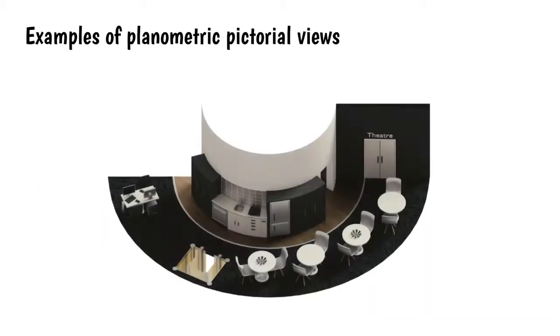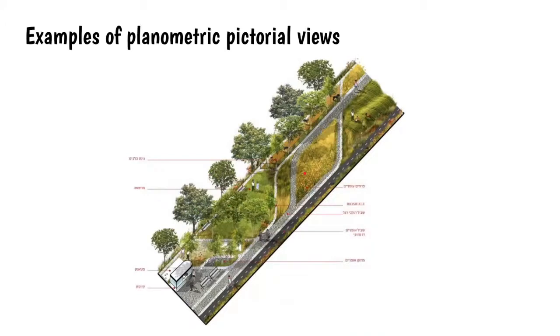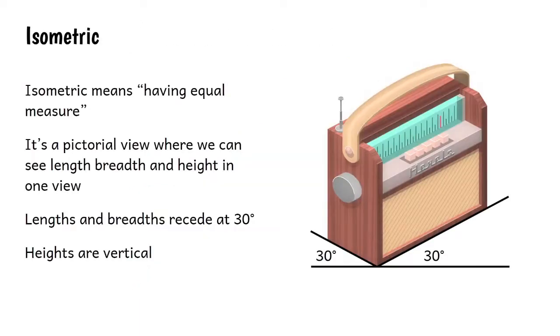Let's look at some examples. Hard to see the 45 degree lines in here, but this is an example of a planometric pictorial. And again, looking at these lines disappearing back at 45 degrees. So, like I said, loved by architects and interior designers, and also from time to time by garden designers as well. Here is the plan for what looks like a kind of bus stop with some paths around it. So that's the planometric.